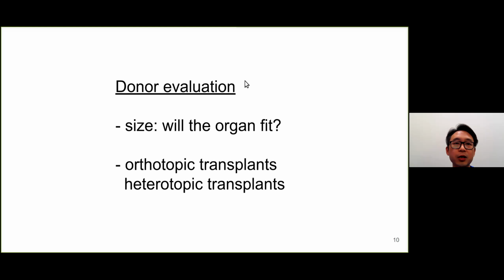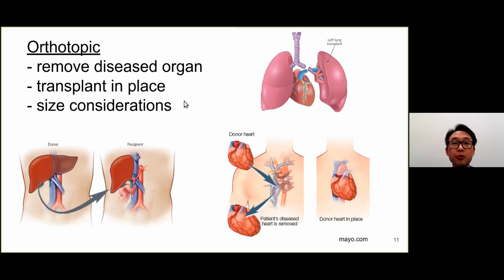Now, the size consideration is more of an issue for transplants where the new organ has to go into the original spot, the original site of the patient. Those organs are called orthotopic transplants. Then there are some organs which are placed in a different site, and those are called heterotopic transplants. The three solid organ transplants that are orthotopic are the lung, liver, and heart transplants. In each of these cases, the diseased organ has to be removed first, and then the donor organ is put back into the same position.